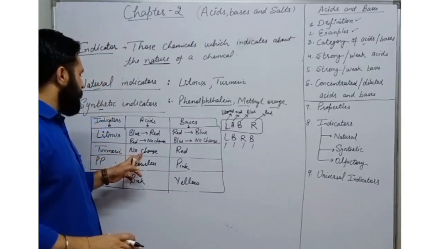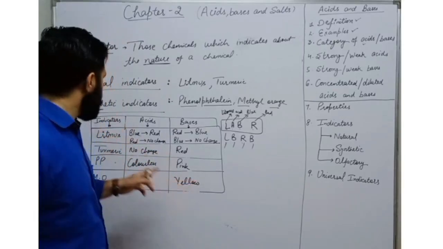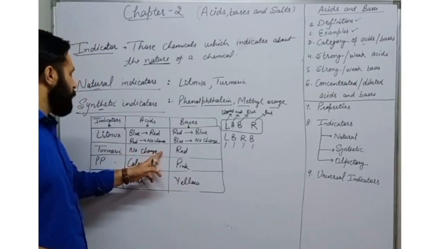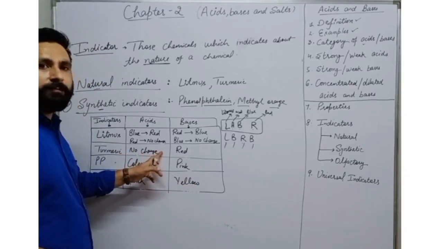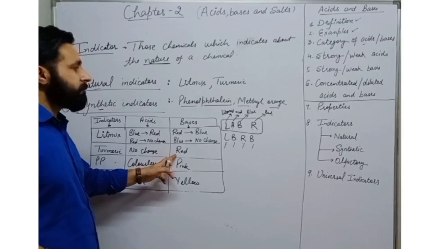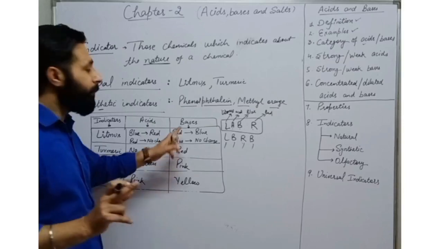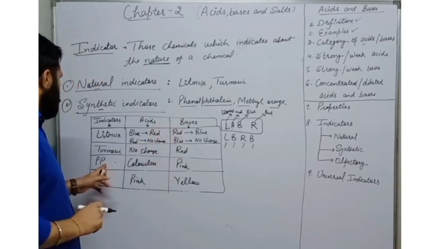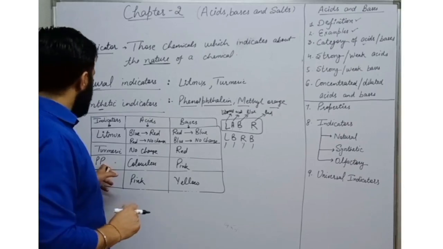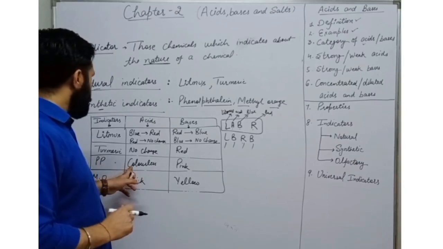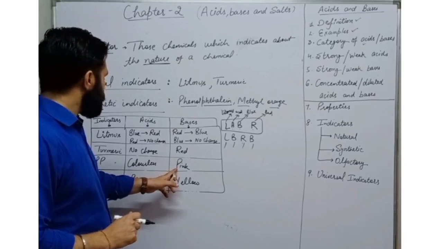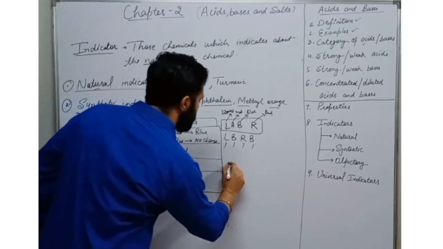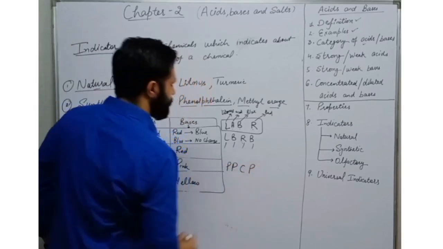Turmeric, no change there, it remains yellow in acid, and red in base. For phenolphthalein, you can write it as P P C P.